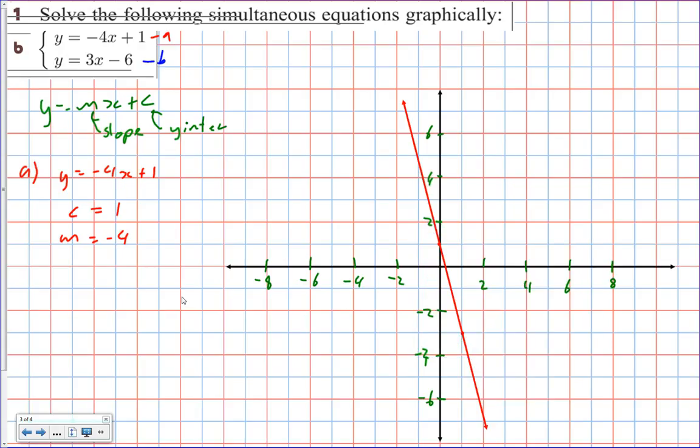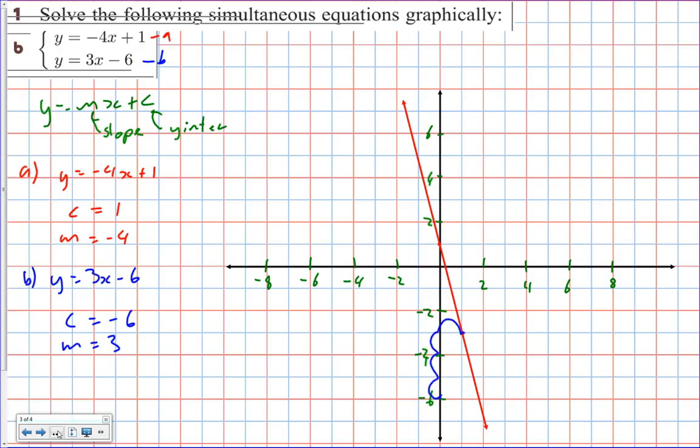So let's look at B. I got y equals 3x take 6. So C equals -6, M equals 3. So we go into our graph here, -6. And so now we're looking at 3. So we're going to go up 3. 1, 2, 3, and across 1. So this happens to be almost that same dot there that we just drew before.